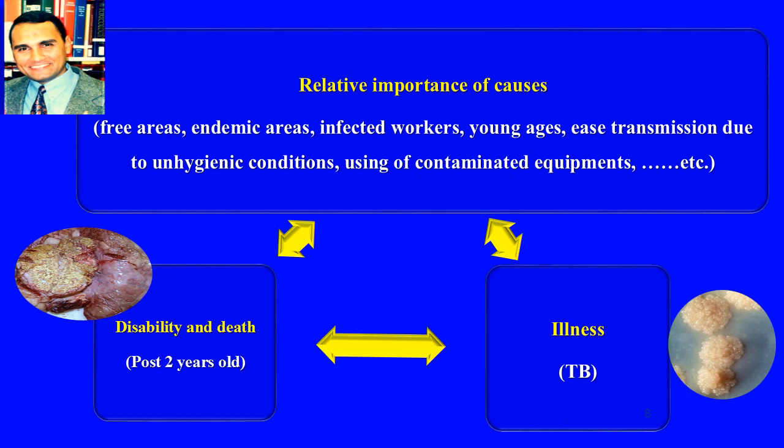Transmission is also due to the unhygienic condition of these workers, as well as the use of contaminated equipment. Which populations are at increased risk? These are the animals in free areas, or animals in husbandries with infected workers, as well as the introduction of newly purchased animals from endemic areas into these areas.